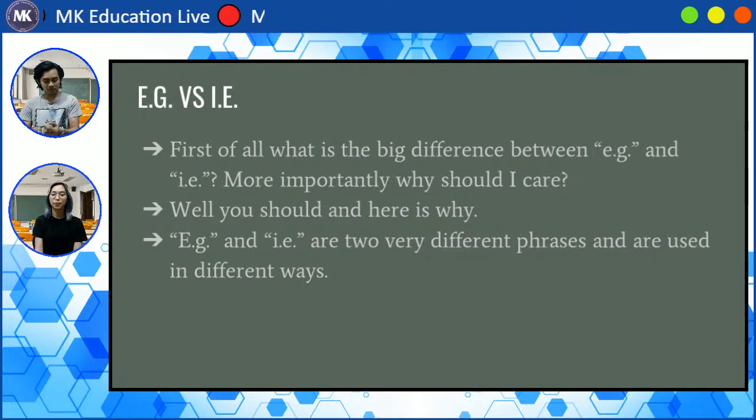So, for the first topic, we'll be talking about e.g. versus i.e. First of all, what's the big difference between e.g. and i.e.? More importantly, why should you care about it? Okay, well, you should, and here's why. E.g. and i.e. are two very different phrases and are used in different ways. But how are they different? And in what different ways are they used?